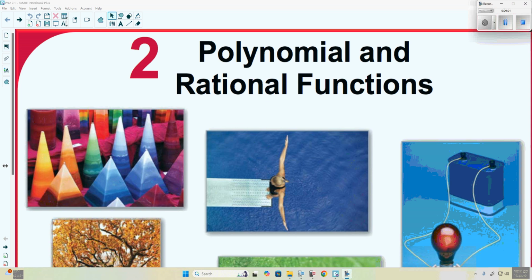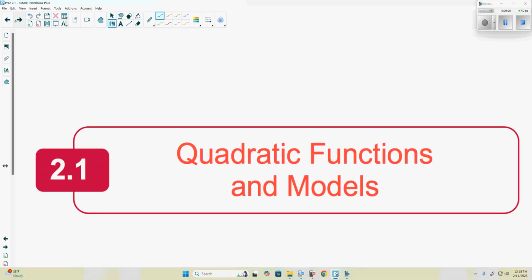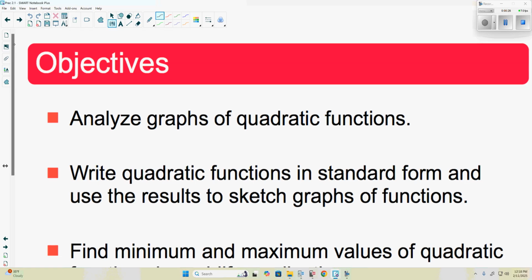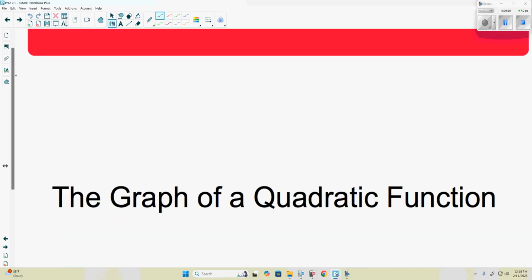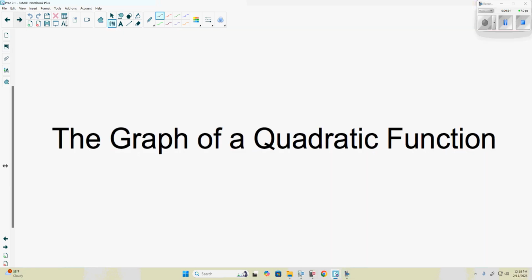All right, guys, what we're starting today is Chapter 2, Polynomials and Rational Functions. What we're going to be looking at first is quadratic functions, quadratic equations. Now, quadratic equations are equations where the degree is 2, so x squared is the variable with the biggest exponent. Quadratics, the graphs of them.